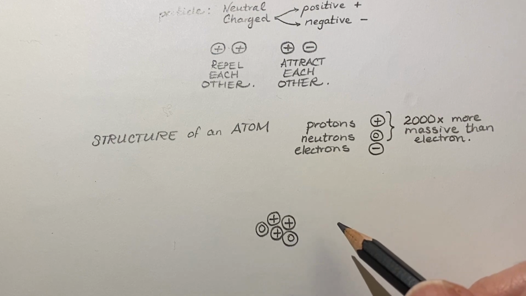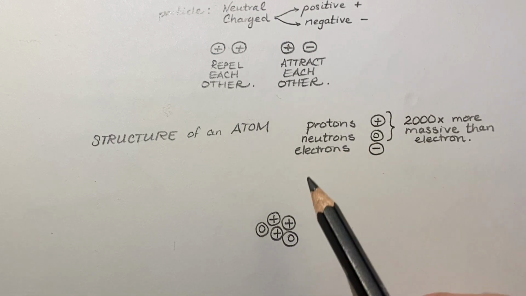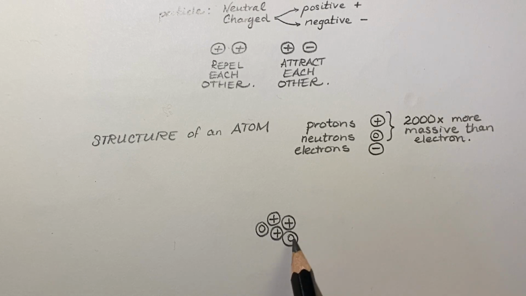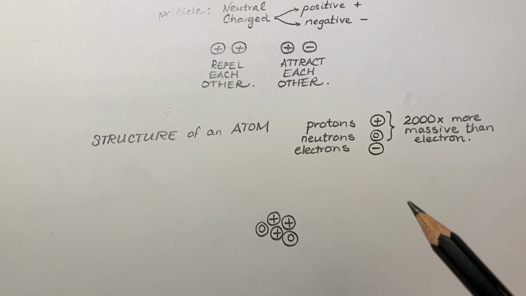In fact, in the 1800s, there was a scientist who thought that, yeah, maybe they're all just kind of mushed together in a pudding. He called it the plum pudding model of the atom. So, turns out that is not the structure of the atom.